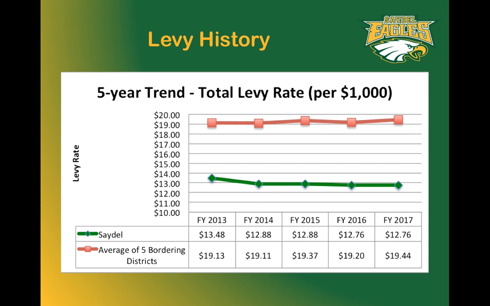This is a 5-year trend of total tax levy rate for Saydel Community School District. This chart also includes an average of the 5 bordering districts in the same year. There is generally a $5.50 difference between Saydel's tax rate and the next lowest tax rate of the 5 bordering districts.